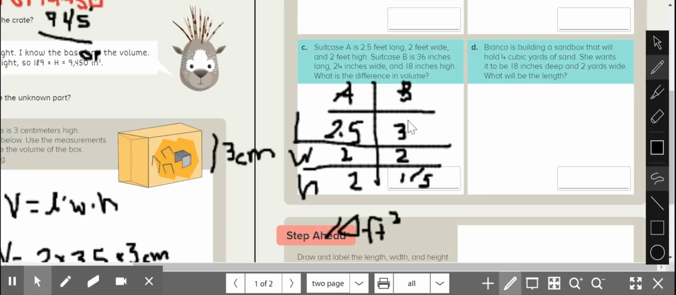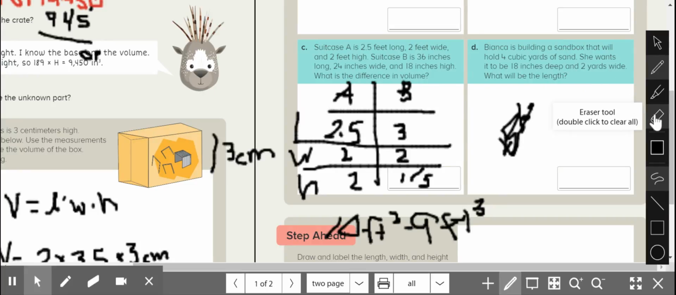Suitcase B, 3 times 2, that's 6, times 1.5. So that's the hardest part I've got. Well, wait a second, I can go in a different order. If I have 1.5, and I take that times 2, I've got 3. 3 times 3 is 9. So 9 feet cubed. Oh boy, I just gave you the answer. I mean, you've got to think, what is the difference? I hope you can see what the difference is on this one.